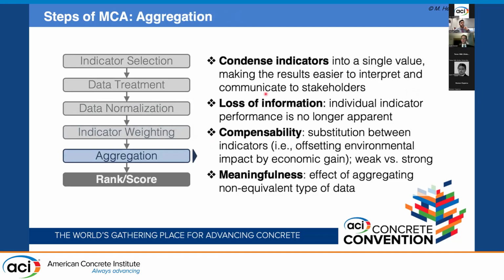Finally, we have aggregation, and this is where we take these individual indicators and condense them into a single value. This has some benefits in that it's difficult to see the behavior of a system when we're looking at 10 or 15 different indicators. If we have just one indicator, it's easier to make some judgment about the state of the system. However, we lose the underlying data information when we convert to a composite indicator. So this is a trade-off between using individual indicators versus a composite indicator. We also have to think about compensability. For example, do we allow a certain increase in CO2 to be offset by a certain increase in cost? These are things that we have to consider at the aggregation stage.